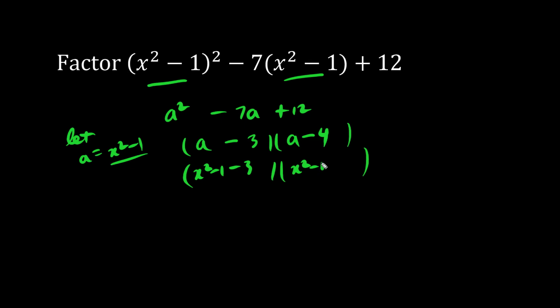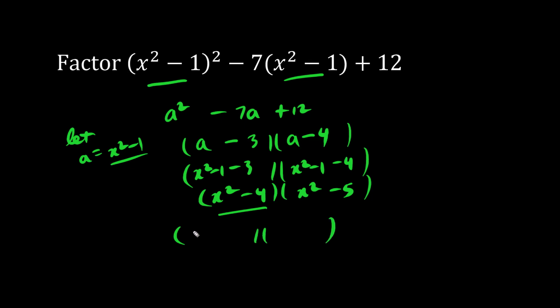So we substitute x squared minus 1 for a, and we have the final result, x squared minus 4, x squared minus 5. And don't forget to factor fully. Difference of squares, we have x plus 2, x minus 2. And then we have x squared minus 5, which we leave alone.